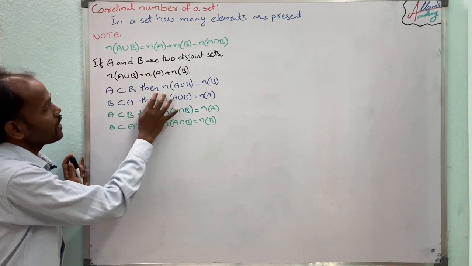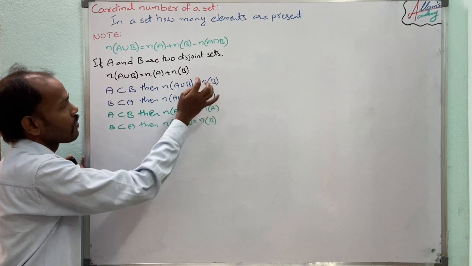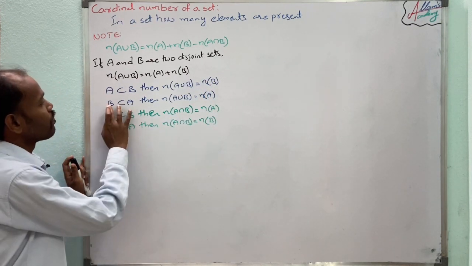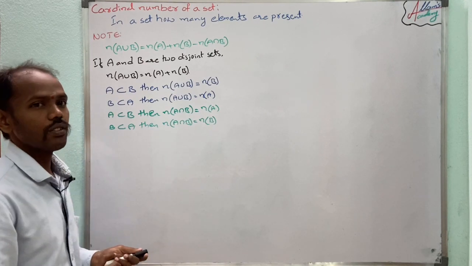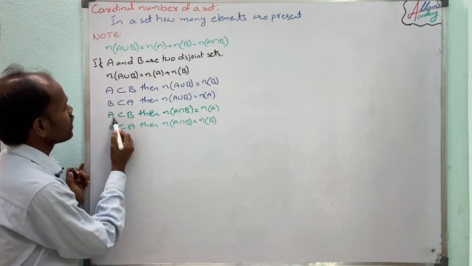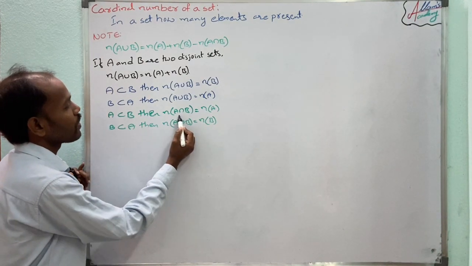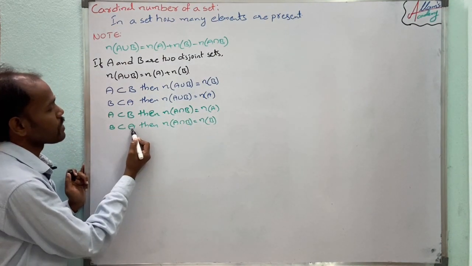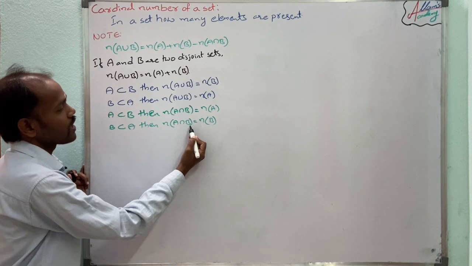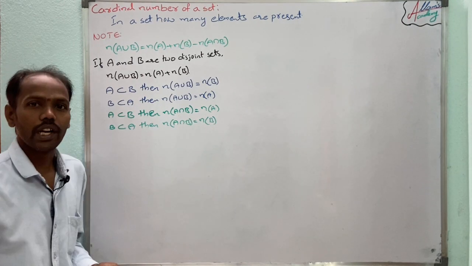If A is a subset of B, then number of A union B equals number of B. If B is a subset of A, then number of A union B equals number of A. If A is a subset of B, then number of A intersection B equals number of A. If B is a subset of A, then number of A intersection B equals number of B.